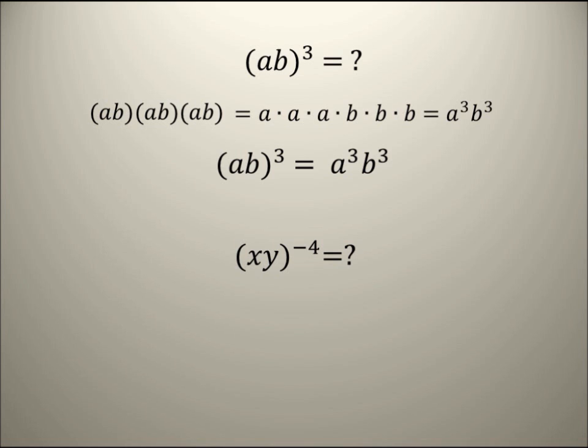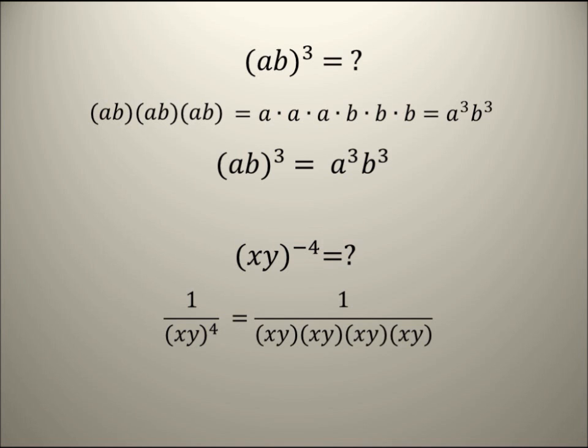Now, first thing to do here is remember that an indice to a negative power can be made positive by taking its reciprocal. So 1 over (xy) to the power 4 is equivalent to (xy) to the power negative 4. Now using this, we can expand the (xy) all to the power 4 and rewrite it out longhand. So we get 1 over xy times xy times xy times xy.